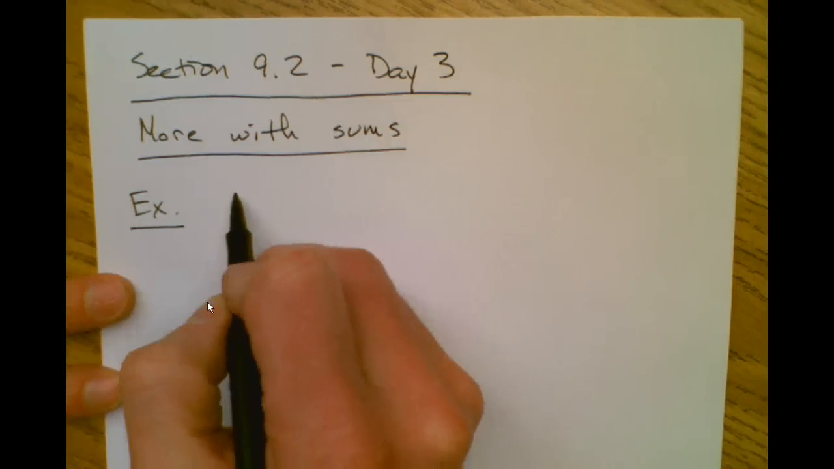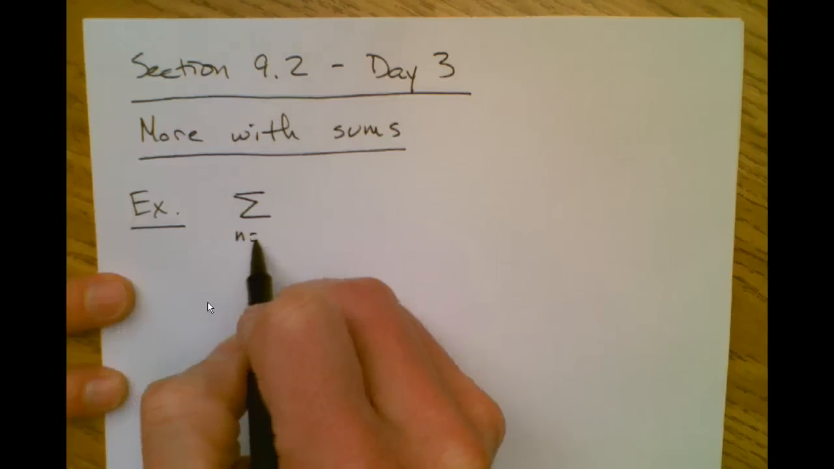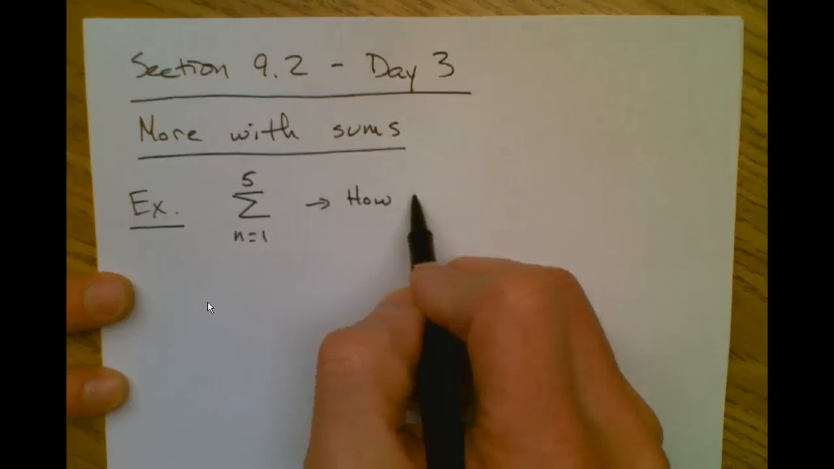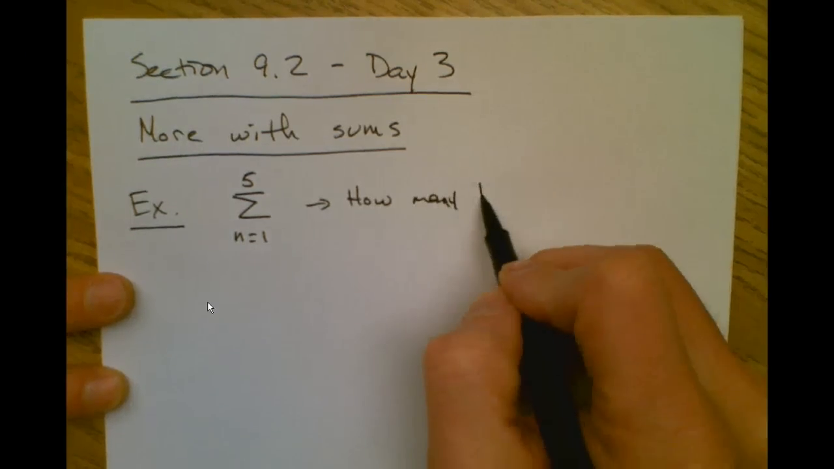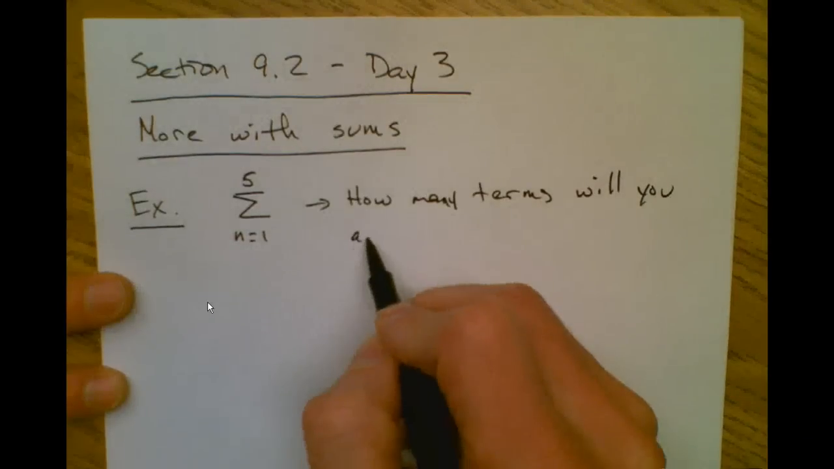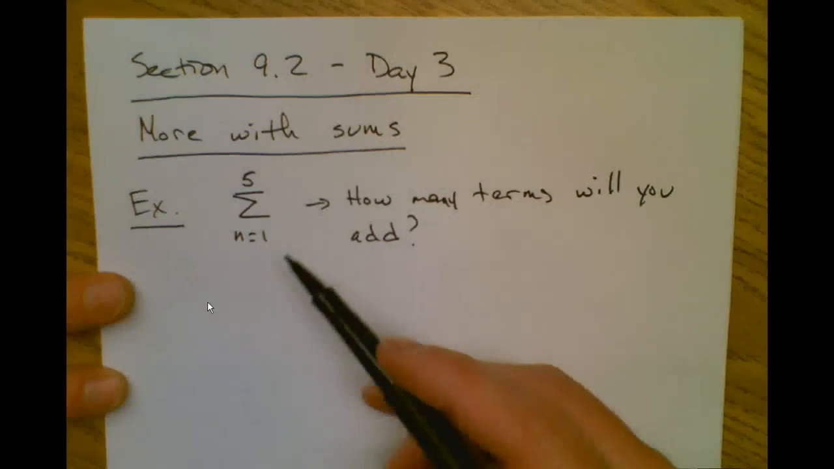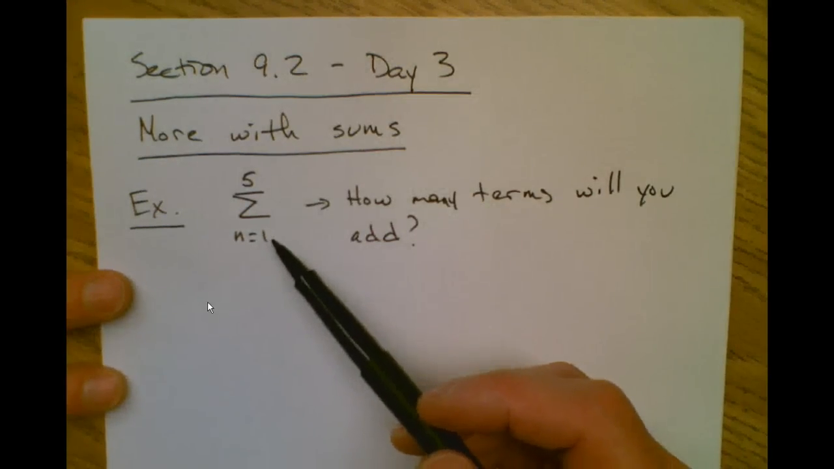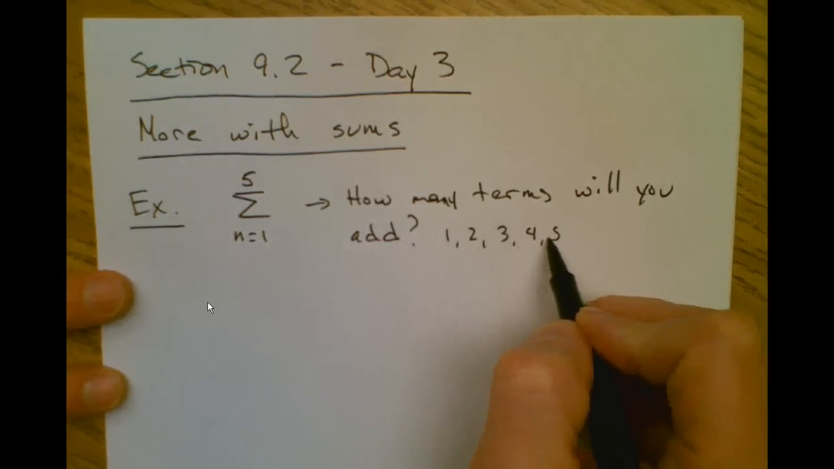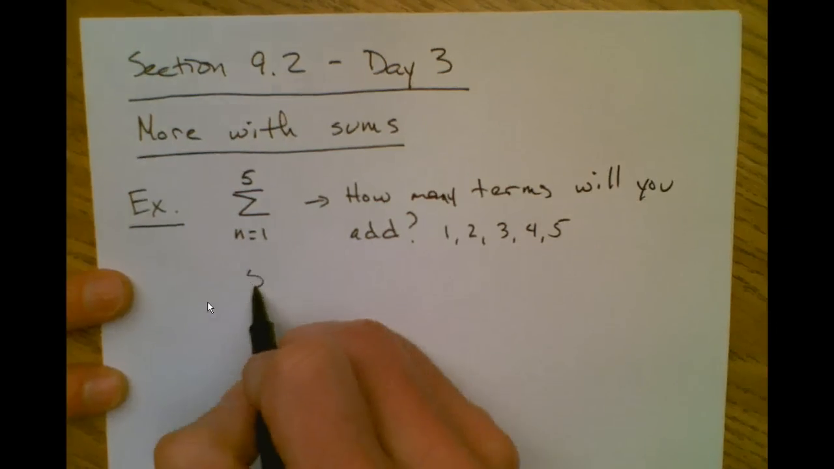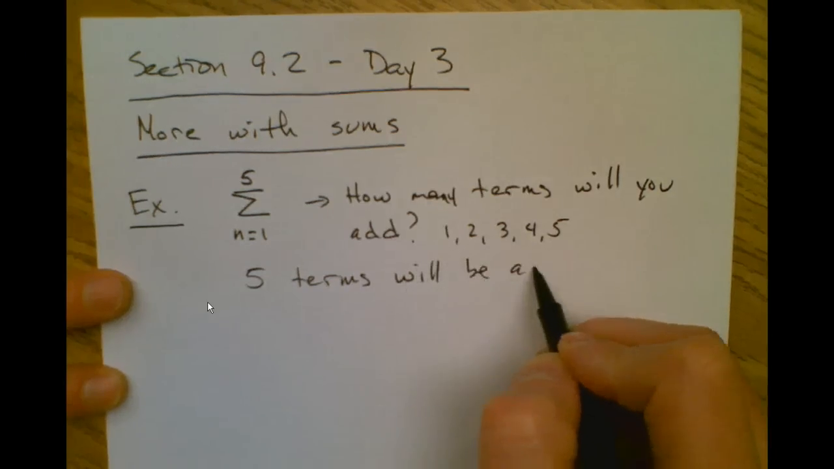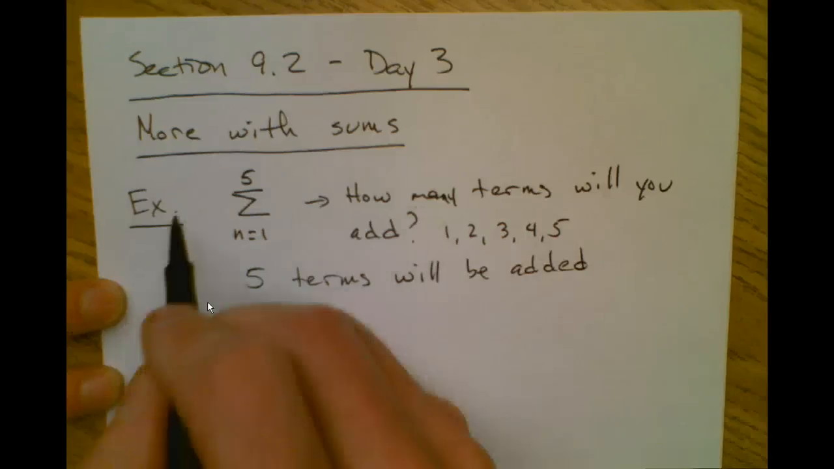adding up. So let's say I had the sum as n goes from 1 to 5. And I want to figure out how many terms will you add. Okay, so we know we're going to plug in the number 1, we're going to plug in the number 2, we're going to plug in 1, 2, 3, 4, and 5. So we're going to have 5 terms will be added. So let's make this part A.